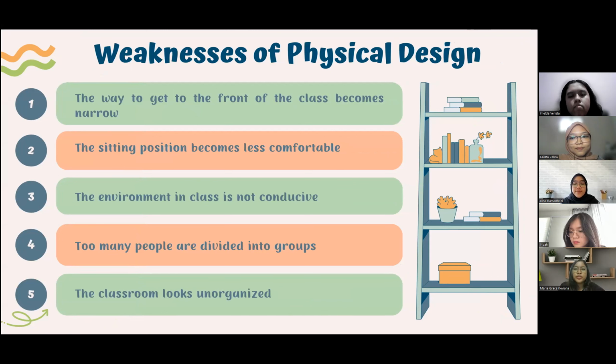Now I would like to present about the weaknesses of the physical design. The first one is the way to get to the front of the class becomes narrow. Classrooms that are too small for group seating arrangements make the path to the front of the class narrow. Someone who wants to walk to the front of the class has to walk through the gap between the students' chairs.